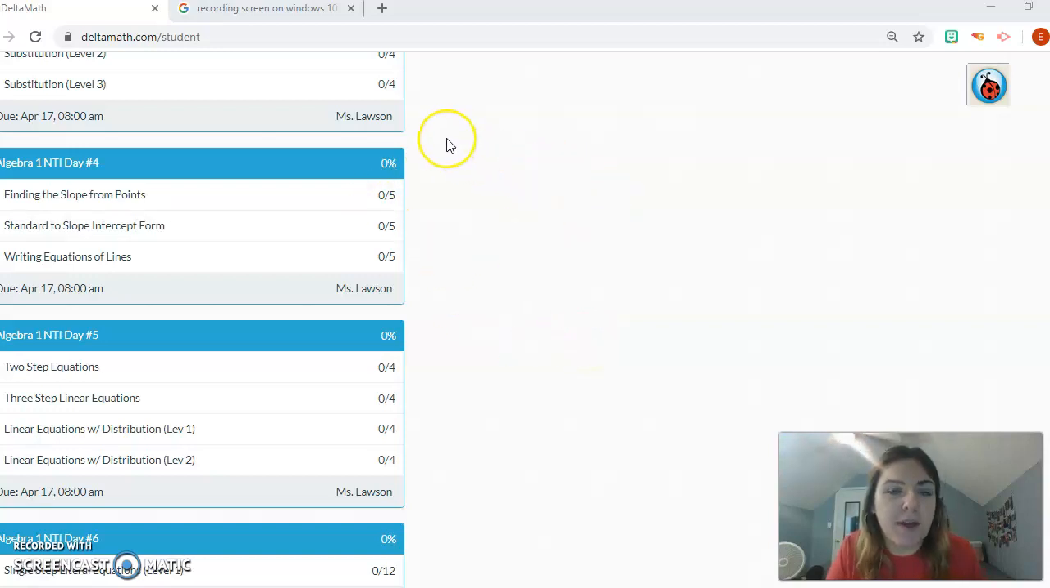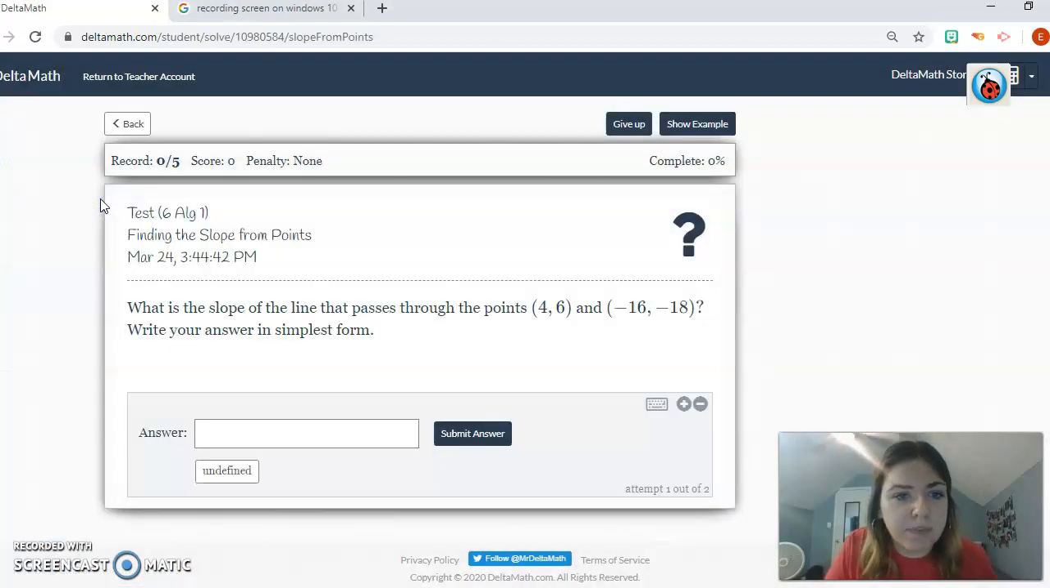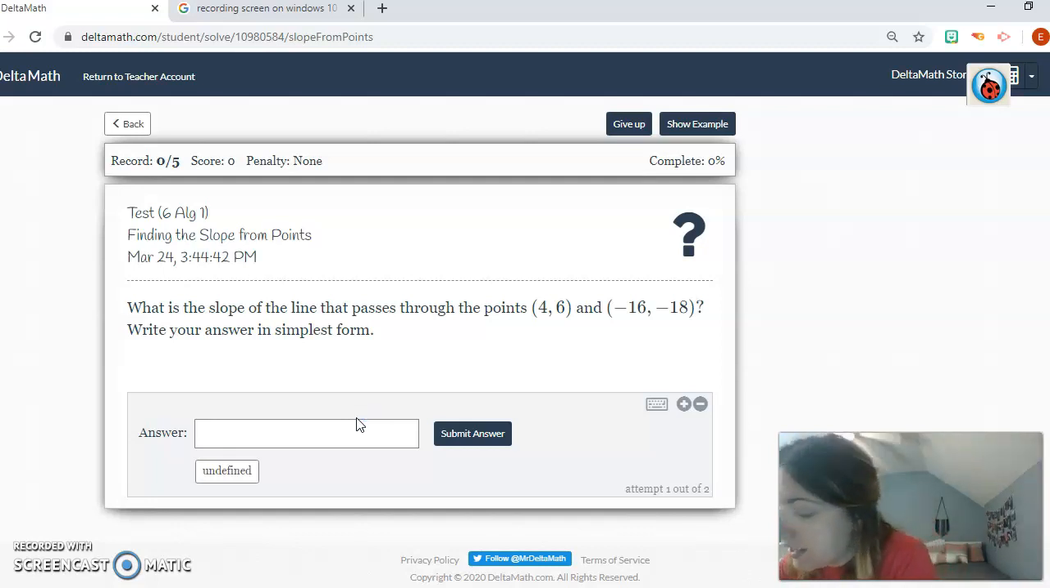Hi. So I know some of you have had trouble with NTI Day 4, and that's all about slopes. So when you go to your Delta Math page, it should look something like this. And the first thing we're going to walk through is this first assignment under Day 4, which is finding the slope from points. So if I click on that, you are going to get a problem like this, and what you're looking for are the 2 points it gave you.